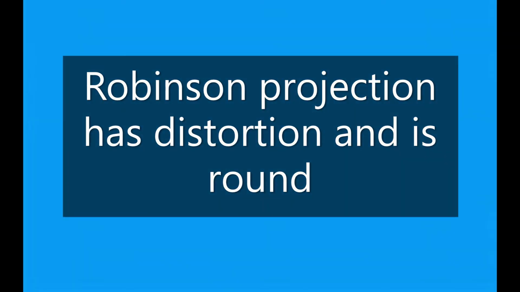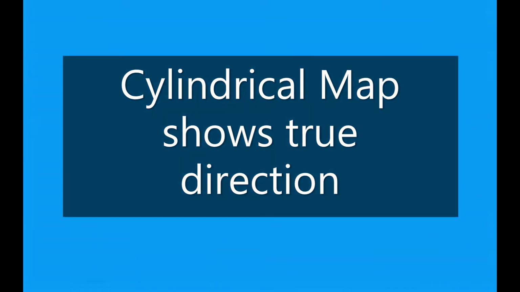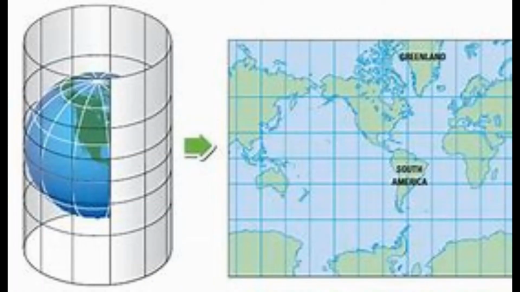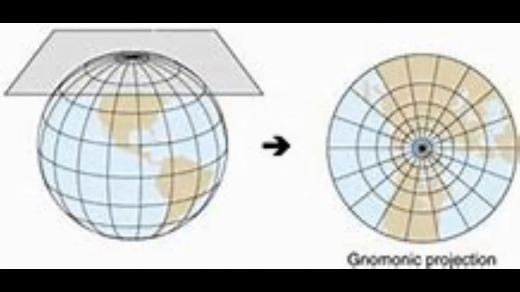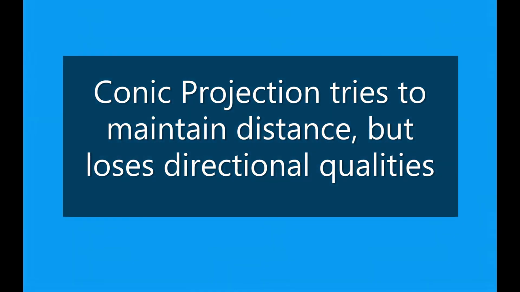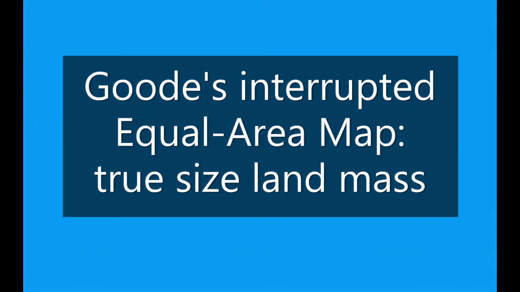Robinson projection has distortion and is round. Cylindrical map shows true direction. Planar projection shows true direction and examines Earth from one point. Conic projection tries to maintain distance but loses directional qualities. Goode's interrupted equal area map shows true size of landmass.